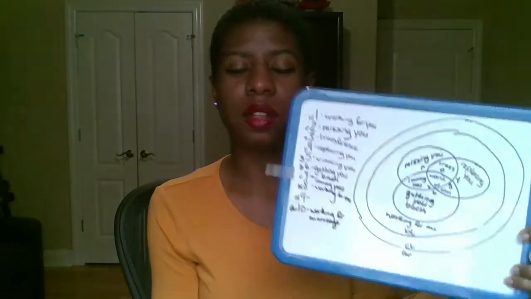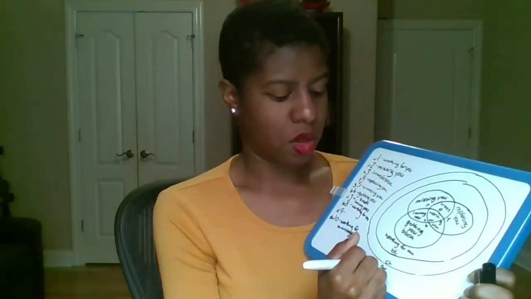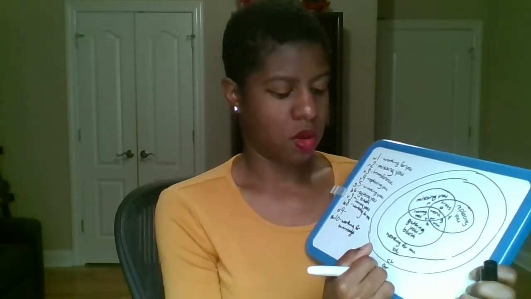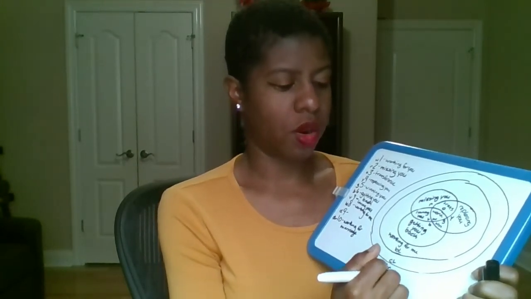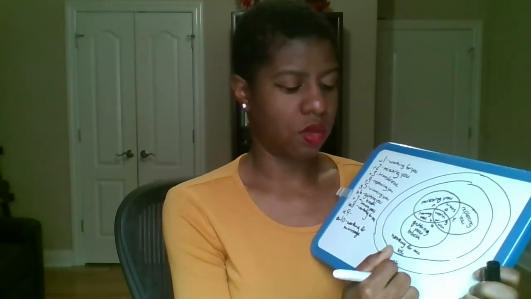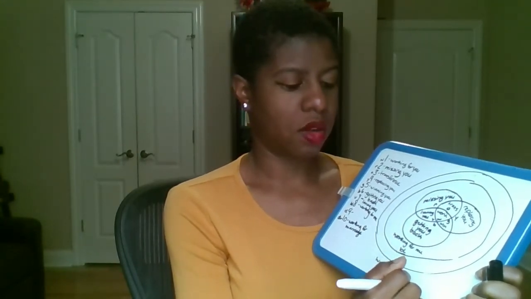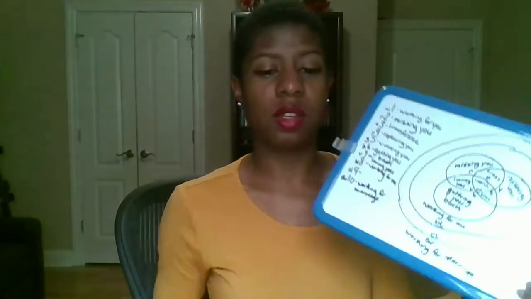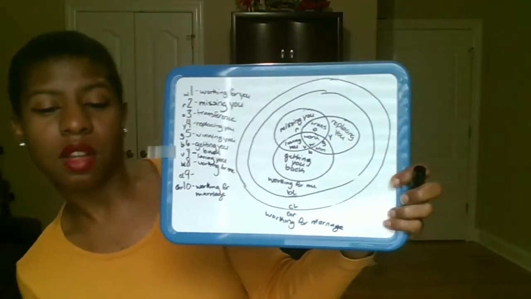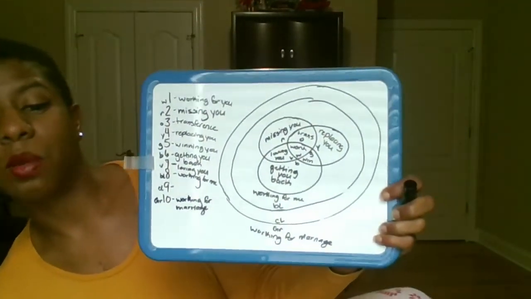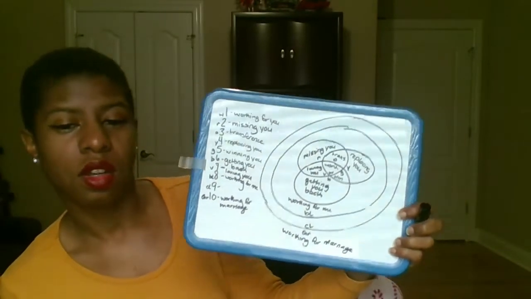And fill it in your chart. Working for marriage. Note where I put the gray on the outside of all the circles. That means that is the biggest theme here. The most general theme here is I'm working for marriage.